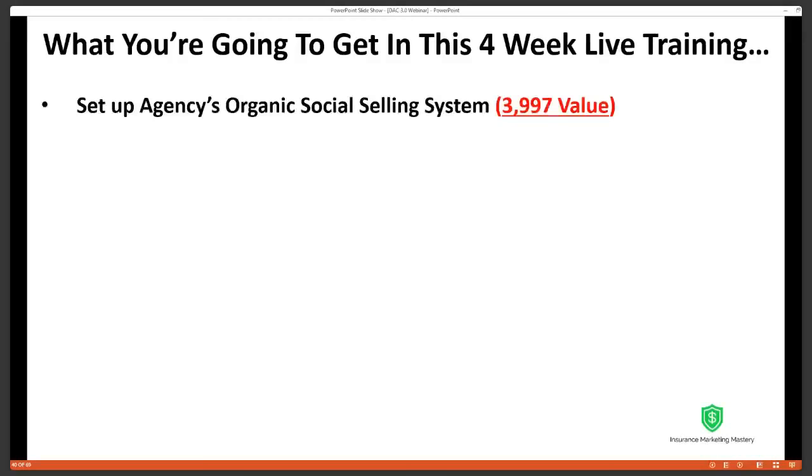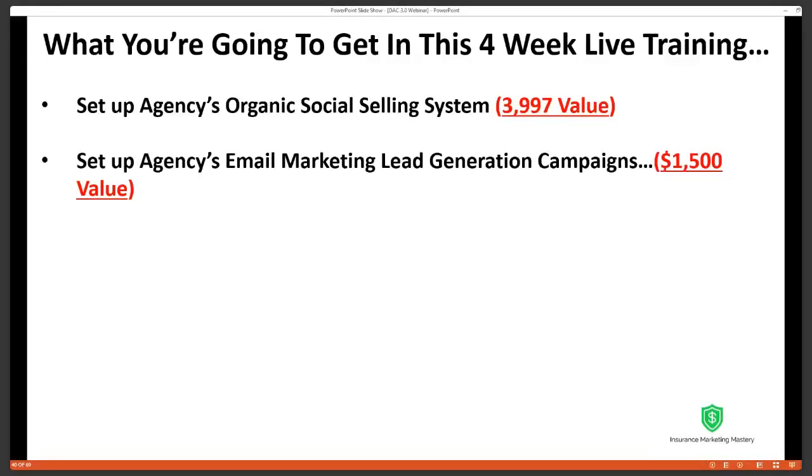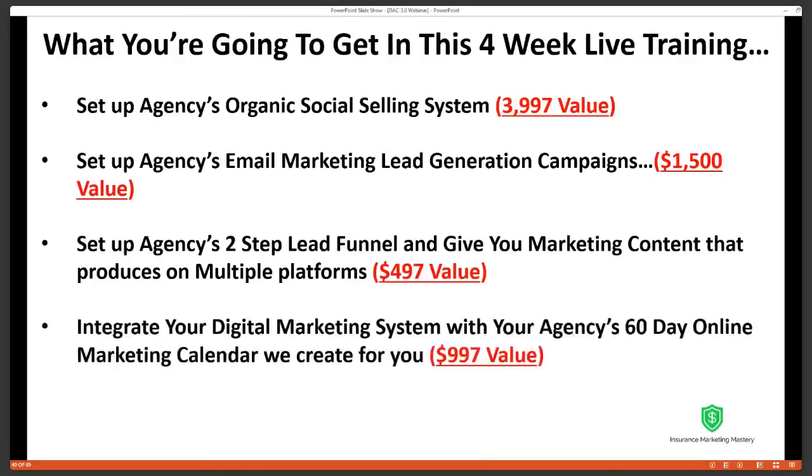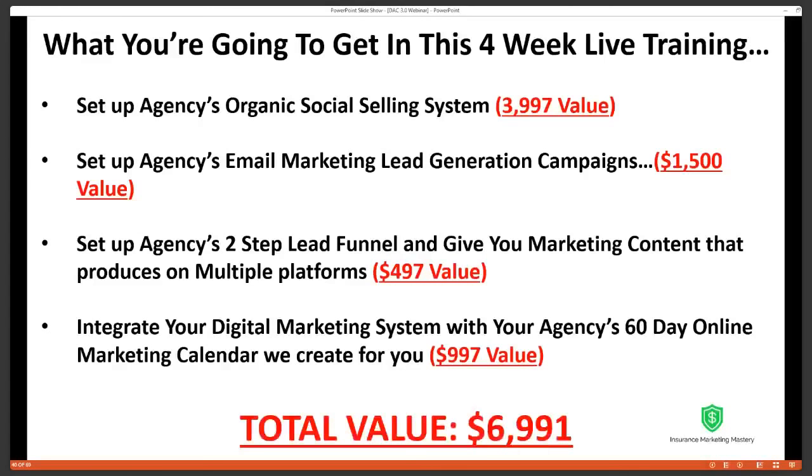So like I said, during the 4 weeks, we're going to set up your organic social selling system in your agency, set up your agency's email marketing and lead generation campaigns. Going to give you and set up your agency's 2-step lead funnel, give you marketing content that produces on multiple platforms, and obviously integrate your digital marketing system with the 60-day online marketing calendar that we give you. All right. And now I say 60 days because it's recyclable. So we do 60 days, then boom, you do the same thing the next 60 days over and over again. At total value, if I did it separately, which I've done in the past, $6,991.